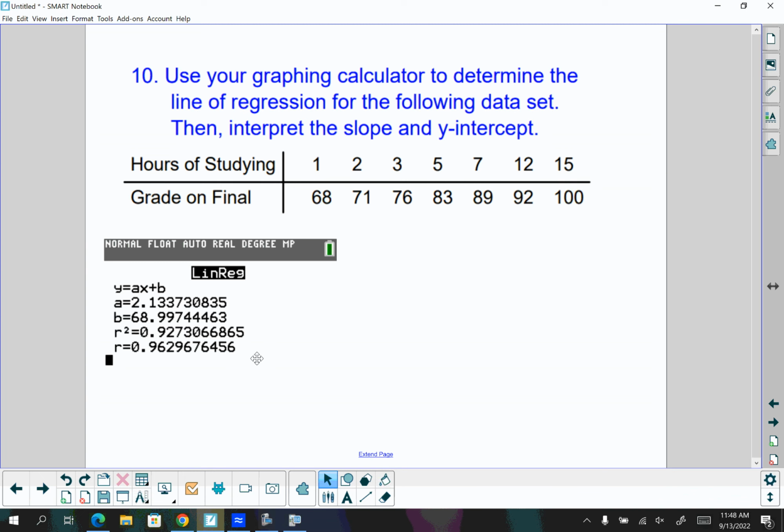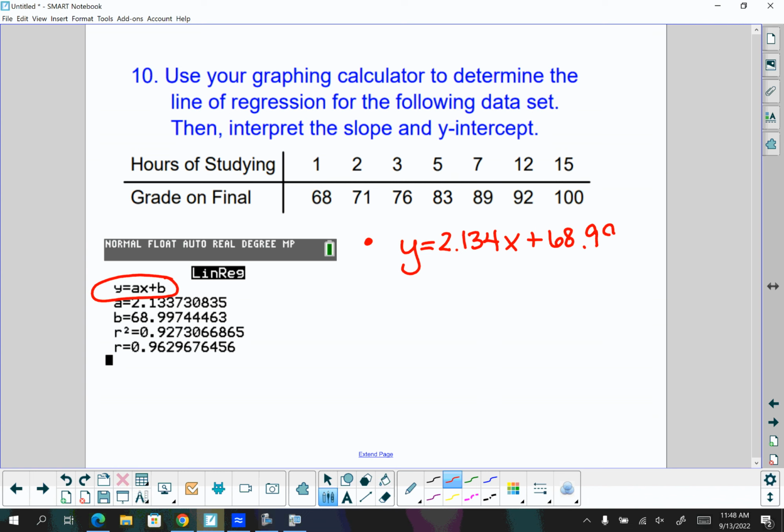The calculator tells us to use y equals ax plus b. They use an A instead of an M, but it's an equation of a line, and they're telling you A is the slope and B is the y-intercept. So first part of this problem is find the line. Here's the line. Y equals, and I'm just going to give it 3 decimal places, 2.134x plus 68.997. There's the equation of my line from my calculator.